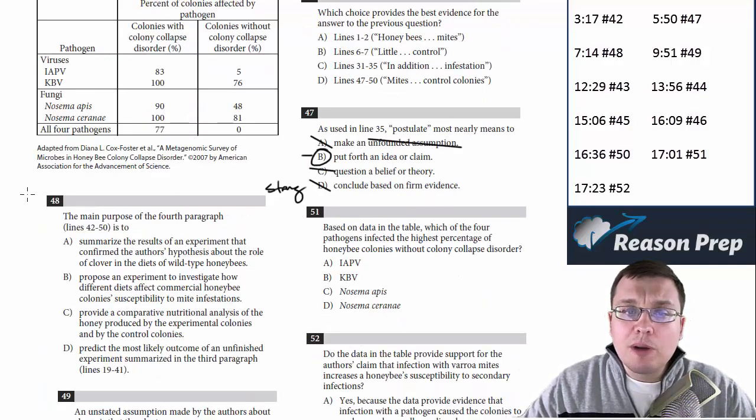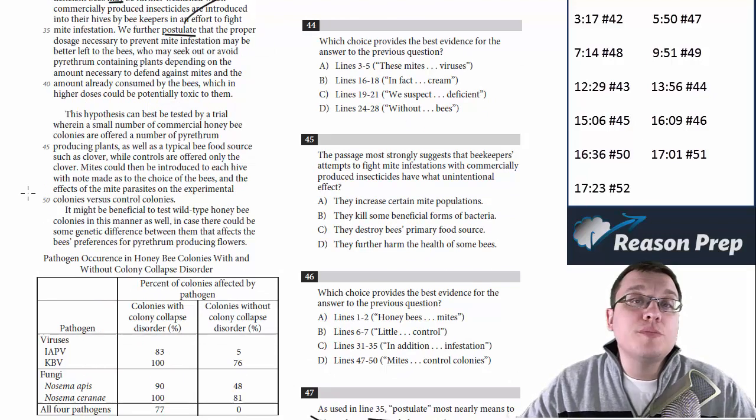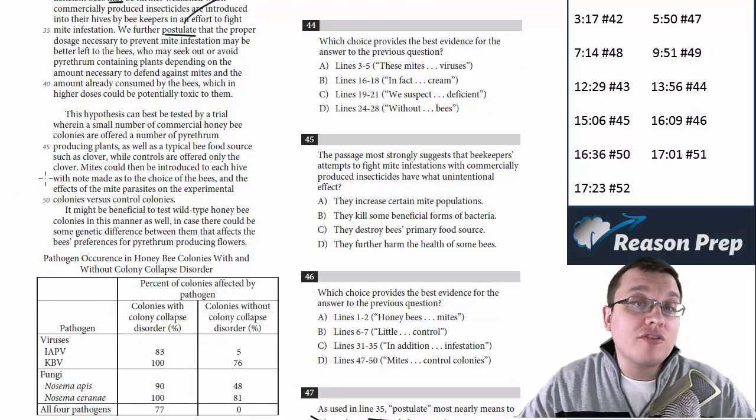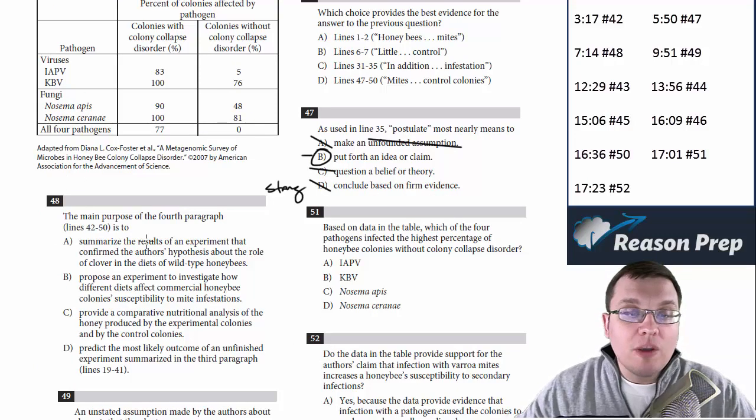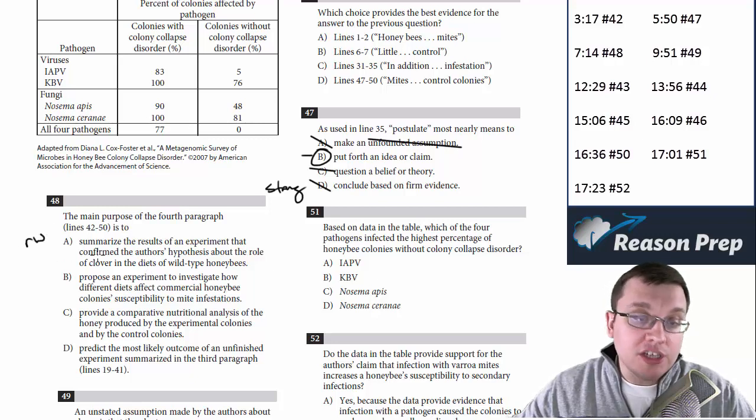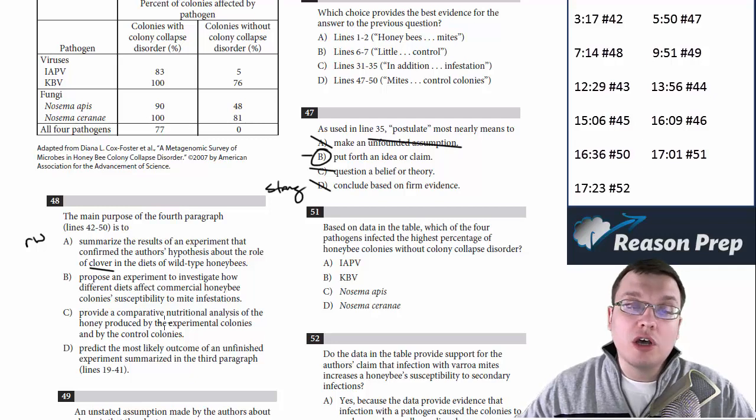Okay, so what is the purpose of this paragraph? It's to introduce a possible experiment that could test the hypotheses that they've laid out in the previous part of this passage. Summarize the results of an experiment that confirmed the author's hypotheses about the role of clover in the diets of wild-type honeybees. So we have some recycled words here as part of the issue with A, right? It's reusing clover, which we saw in the passage.